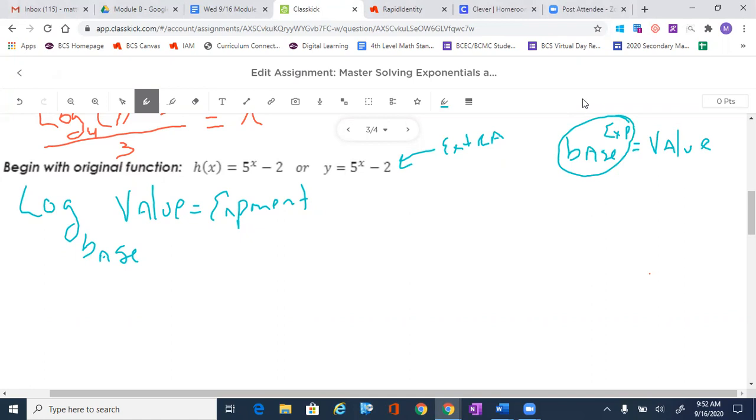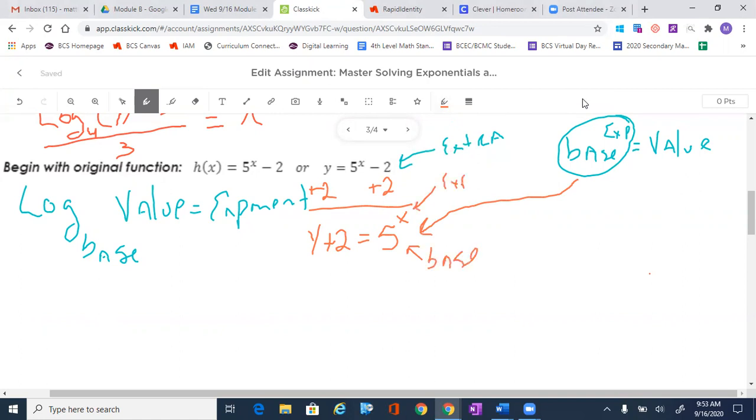When we write the inverse of this, I'm going to start by eliminating that subtraction of 2 by adding 2 to the other side. And we should be left with y plus 2 equals 5^x. Now, the indicator that we can go to the logarithm statement is simple. Is the base alone with an exponent? In this case, the base is 5, the exponent is x, and there's nothing else attached to that base and exponent. So we can go directly to the log statement at this point.